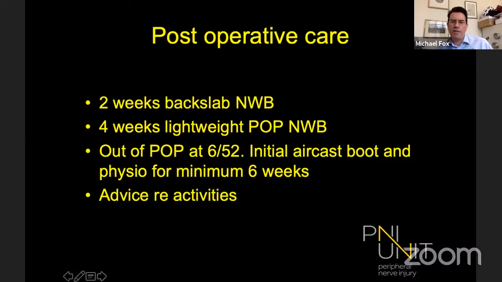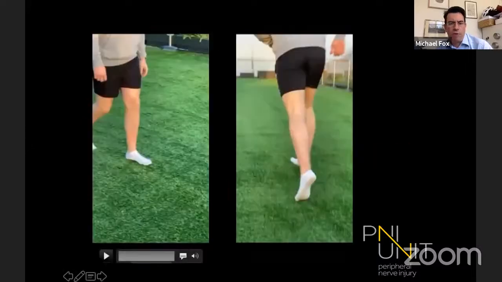In terms of activities thereafter, I always warn them that we've taken your inverter and put it on the top of your foot. You are going to be unstable on uneven ground. So cutting movements are going to be difficult, but straight line running should be fine.